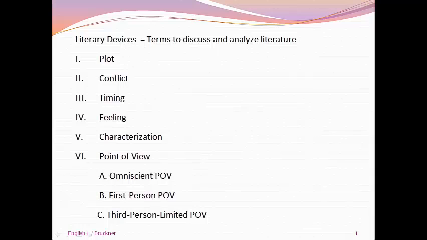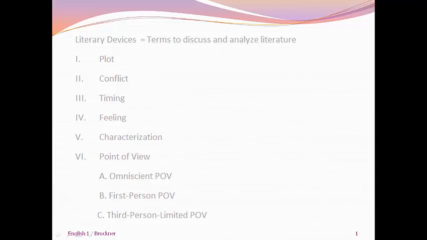Then last week we went on and looked at characterization, how an author creates a character in a story, different terms that apply to characters and different types of characters. And then we ended up with point of view last week, and we looked at omniscient point of view, first person point of view, and third person limited point of view. Today, for Roman numeral 7, we are going to look at themes.